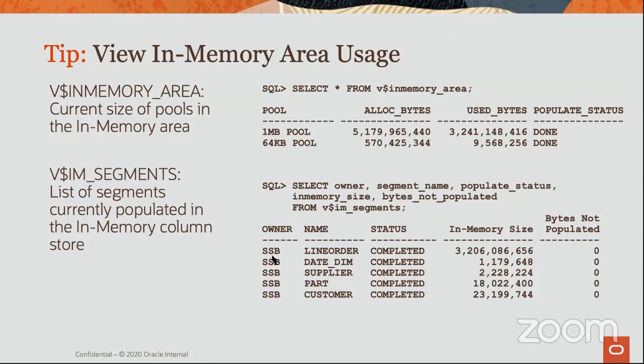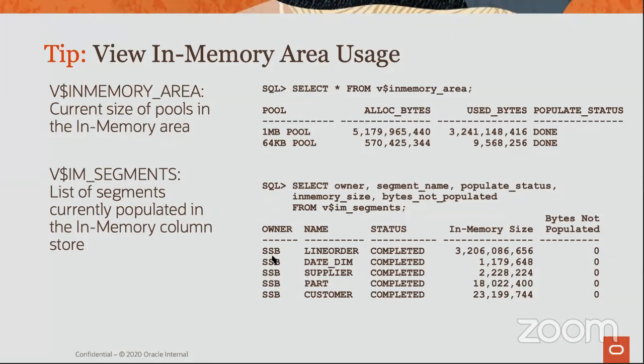And then when you populate segments into the column store, we have another view, $IM segments, which will detail each of the individual objects as they're populated in the column store, how large they are, and one of the key fields there, bytes not populated. There are many more attributes associated with the $IM segments view than I've shown here, but these are the key ones to show that we've fully populated the objects we've chosen in the column store. So you see bytes not populated being 0. And that tells you that we've fully populated those objects.